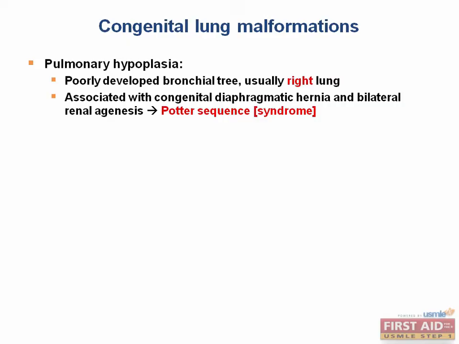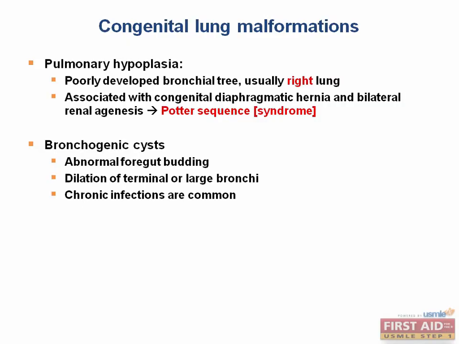The next congenital abnormality we need to discuss is bronchogenic cysts. These are caused by abnormal budding of the foregut and dilation of the large bronchi. These often drain poorly and are a nidus for chronic infections. Any idea what other pulmonary pathology also causes dilation of the large airways?